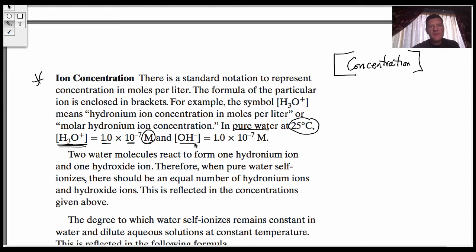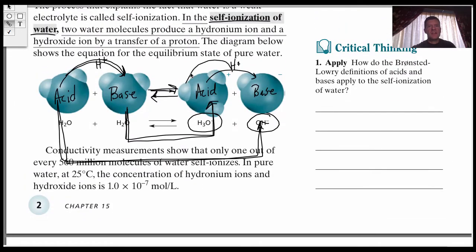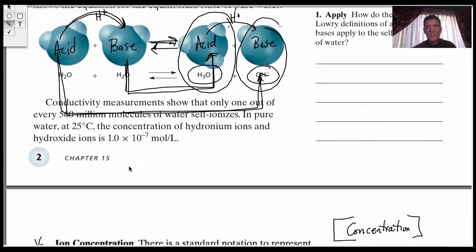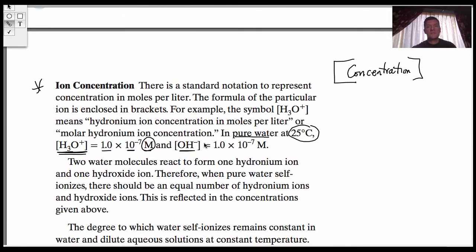And likewise, the hydroxide is going to be exactly the same, because look up here. For every hydronium that is created, a hydroxide is created. They're going to be equal in concentration in pure water. Okay? It also is 1 times 10 to the negative 7. That's really small, but it's still there.